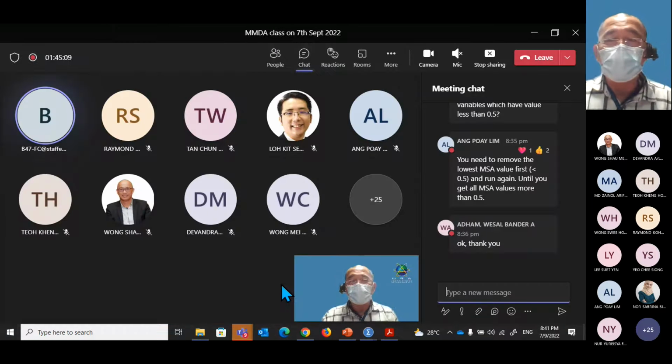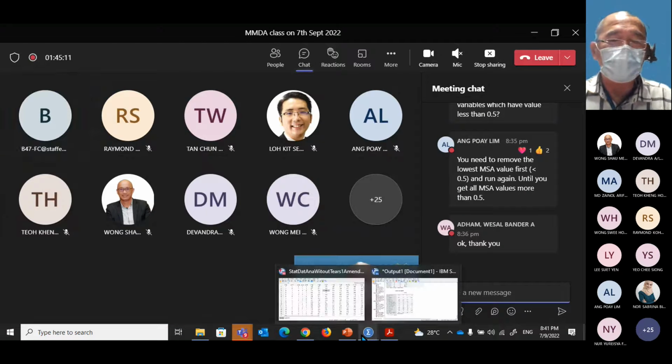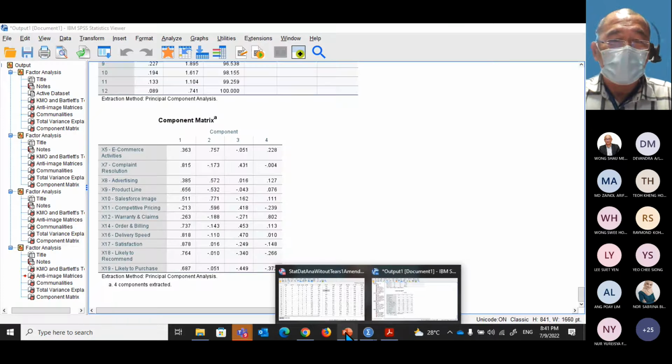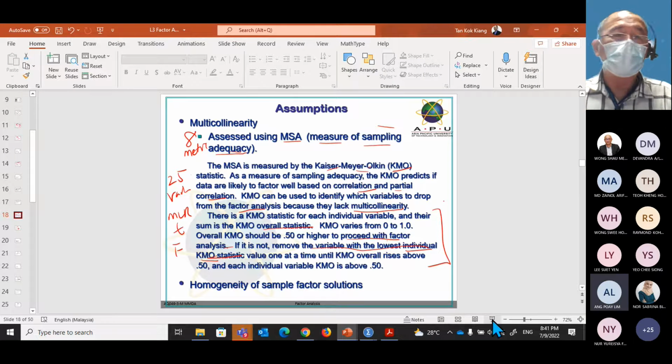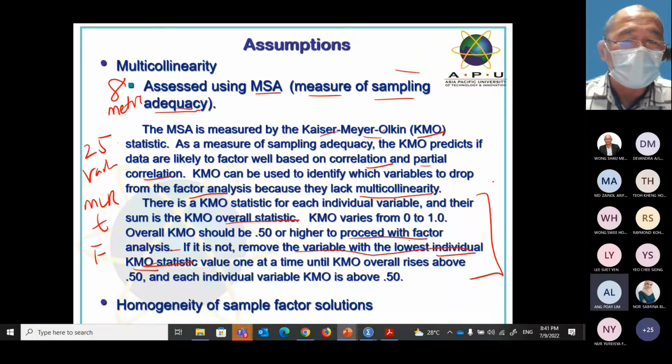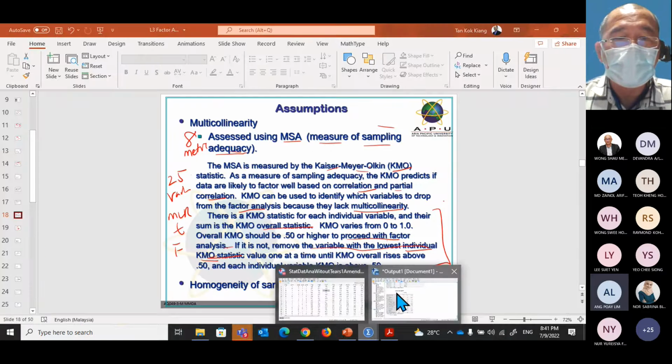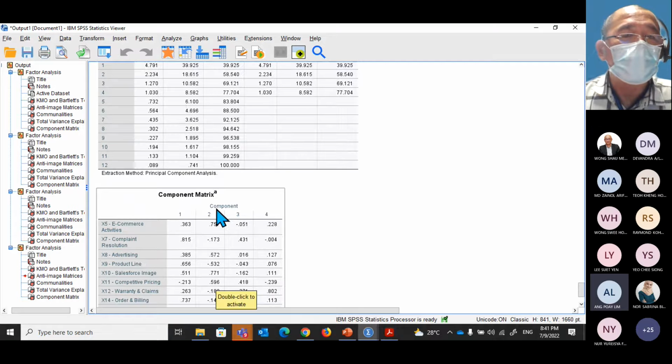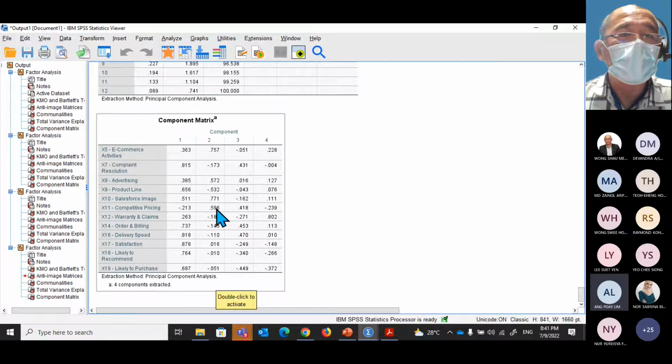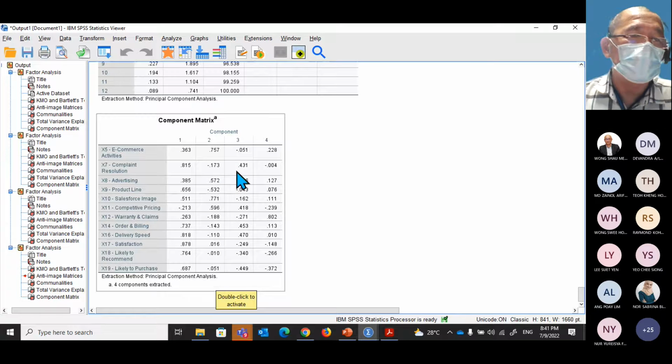Rotation, at least the theory part, can be today. Maybe not, it's okay, we see first. Sorry, sir, one question. Just now you mentioned that the table is showing that we have 4 factors, right? May I know which factor consists of which variables? From here, it's not easy to know.